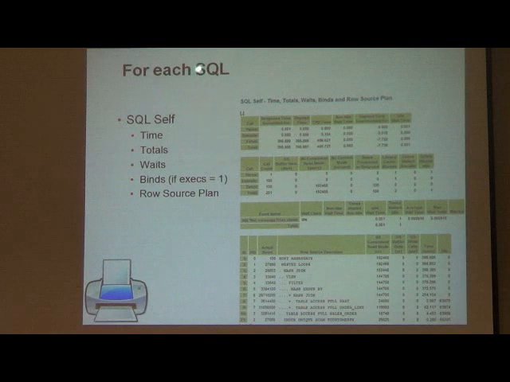Now, for each SQL statement that we find in the trace file, it's going to show you times, totals, waits, binds, and the raw source plan. I can see those times, then these are counts. This is similar to what we have on TKPROF, but we have more columns, more data points. It's showing you the waits, and it tells you what kind of wait it is, if it is idle or non-idle, and how much time we have. And then it shows you the raw source plan, with all the columns that we have in the raw source plan, shown like in HTML, plus some additional information that I will show you in a demo.